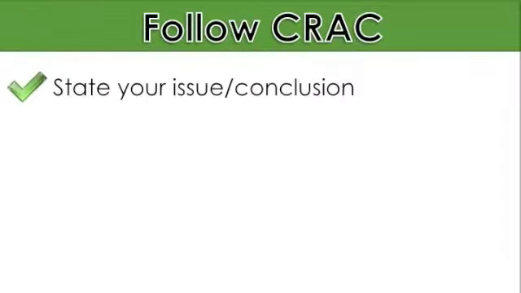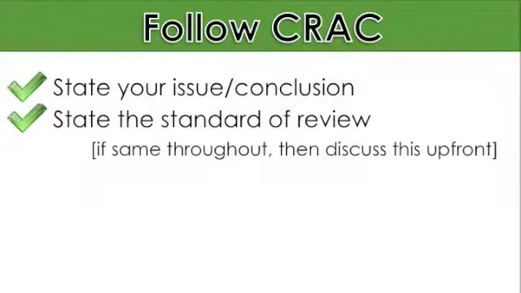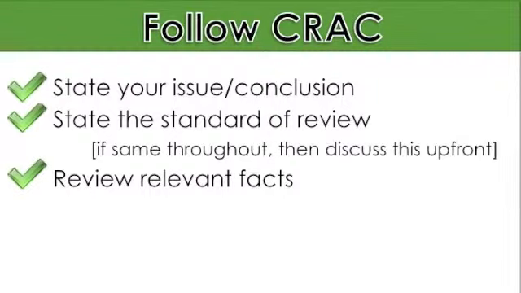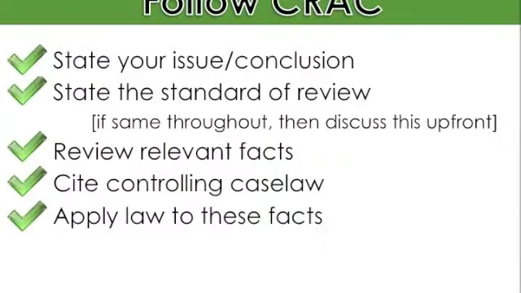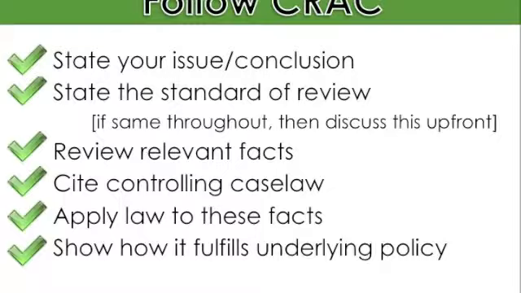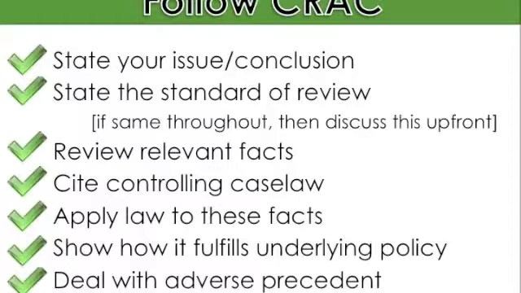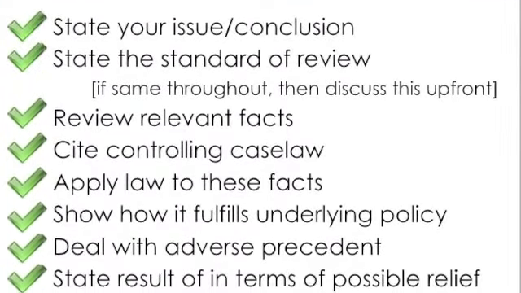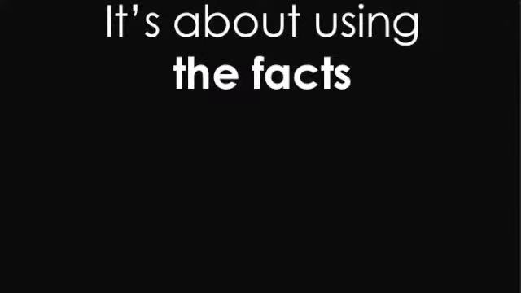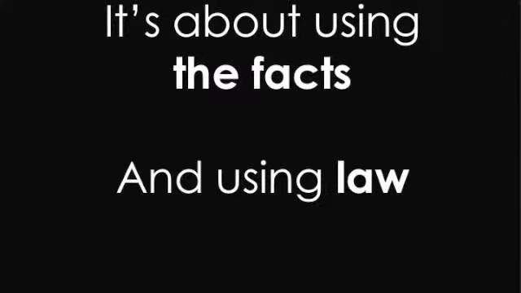For each point, you'll state the issue, the standard of review, although if it's the same throughout, you can just discuss this up front. You'll review the facts in a manner that reflects the standard of review. You'll cite the controlling case law, establish that it states the policy that appropriately applies to this case. You'll apply that law to these facts. Then you'll demonstrate that this application does fulfill the underlying policy of the law. You'll also deal with adverse precedent, show how it's distinguished and how its policy is not truly applicable to these facts. Then state the result of the application of the law to these facts in terms of the court's possible relief. It's about using the facts and using the law.